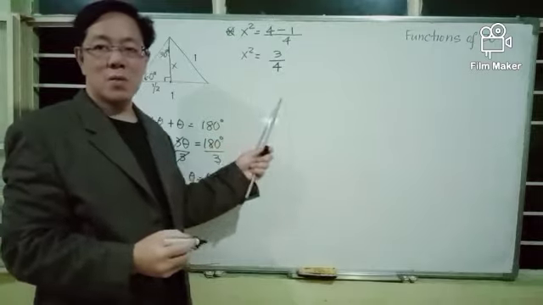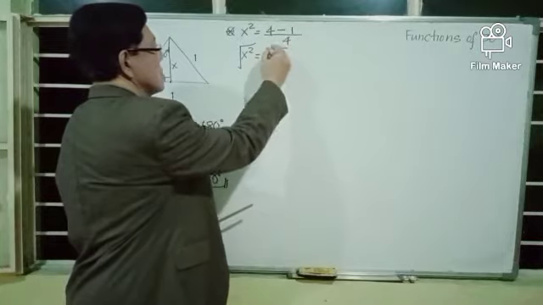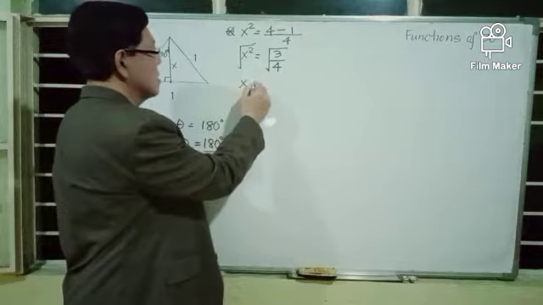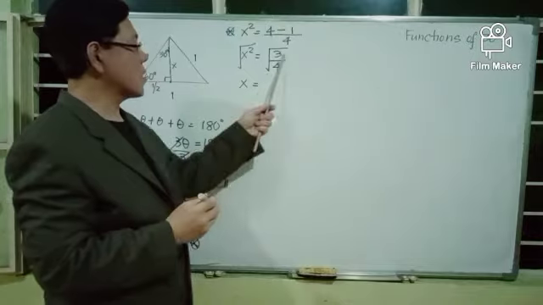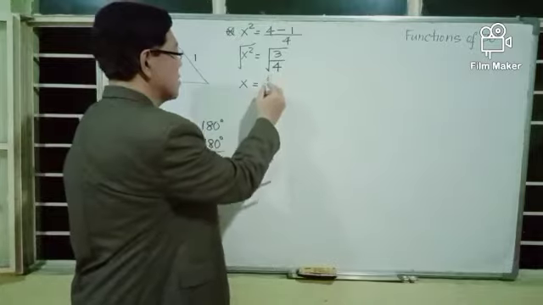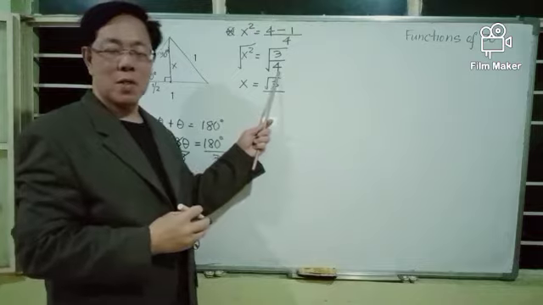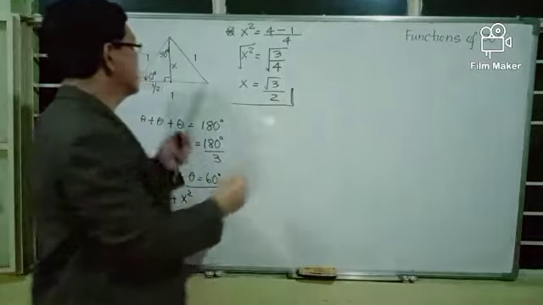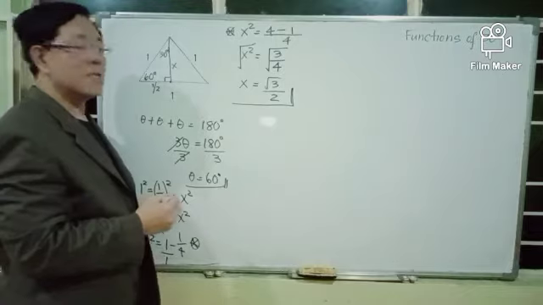And we extract the root of both sides to find the value of x. The square root of x squared at the left hand side is x. At the right hand side, by the property of radicals, the square root of 3 over 4 is equal to the square root of the numerator 3, square root of 3, divided by the square root of the denominator 4. The square root of 4 is 2. Therefore, the side of this right triangle is square root of 3 over 2.